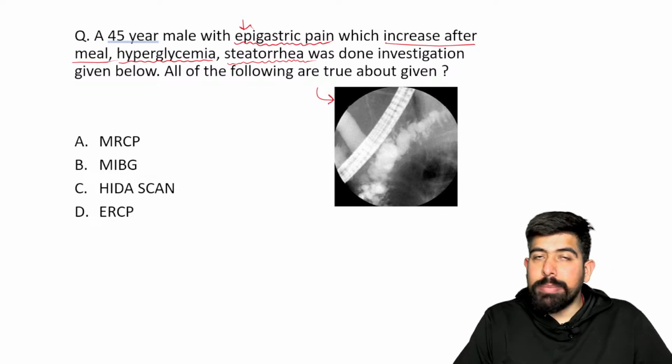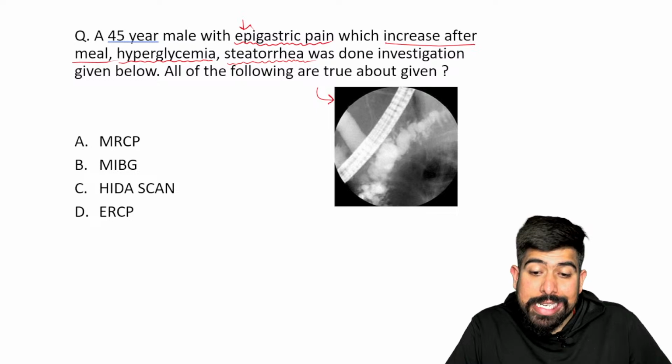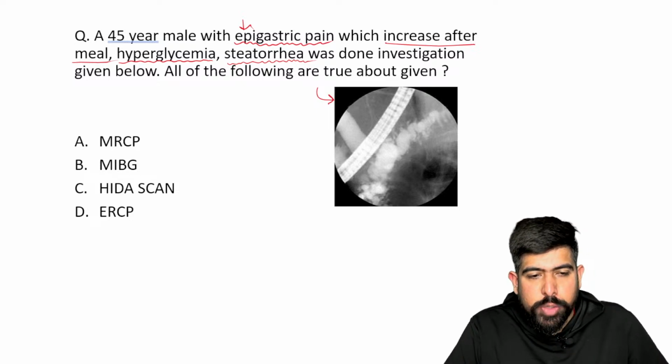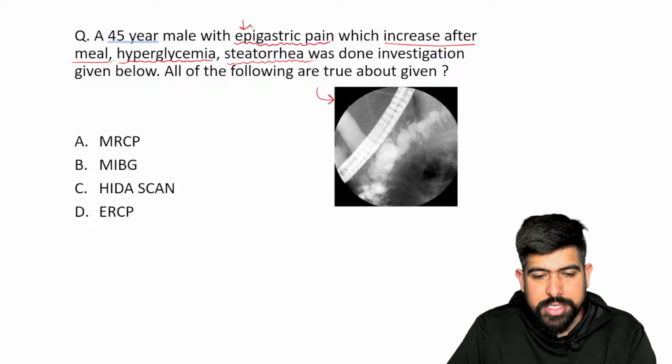The patient is having hyperglycemia, steatorrhea, and epigastric pain, which increases after the meal only. They mentioned that it is increasing after the meal. So what should be your diagnosis in this case? Reply to me in the chat box. I'm waiting for your answers, doctors.